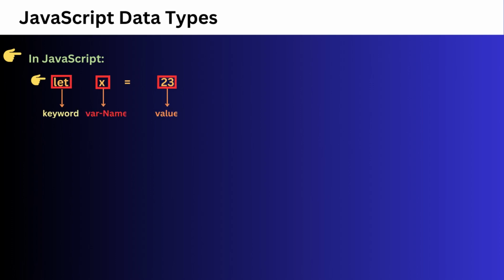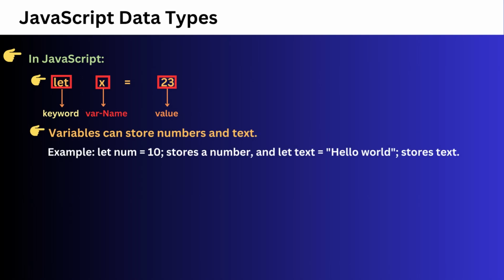And after this equal to sign, we have our value. In JavaScript programming, these variables are incredibly versatile. They can store numerical values such as 10 as well as text values like hello world. When referring to text values in programming, they are commonly referred to as text strings. JavaScript is a versatile programming language that can handle various types of data. In an upcoming video, we will delve into different data types in more detail. However, for now, let's focus on numbers and strings.